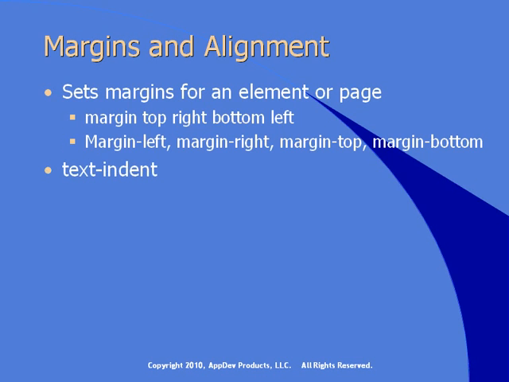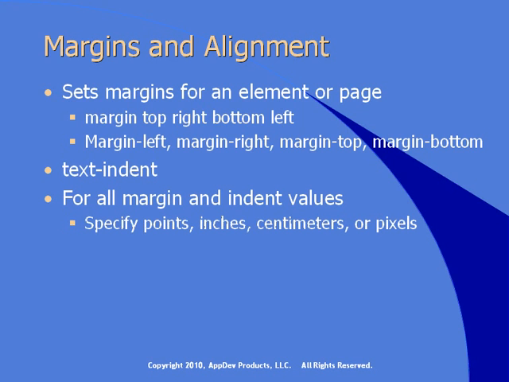There's the text indent attribute that lets you indent text. For all margin and indent values, you can specify either points, inches, centimeters, or pixels. And there's also the text align attribute, which can be left, center, or right. So you get a lot of flexibility on margins and alignment, many different values you can specify.